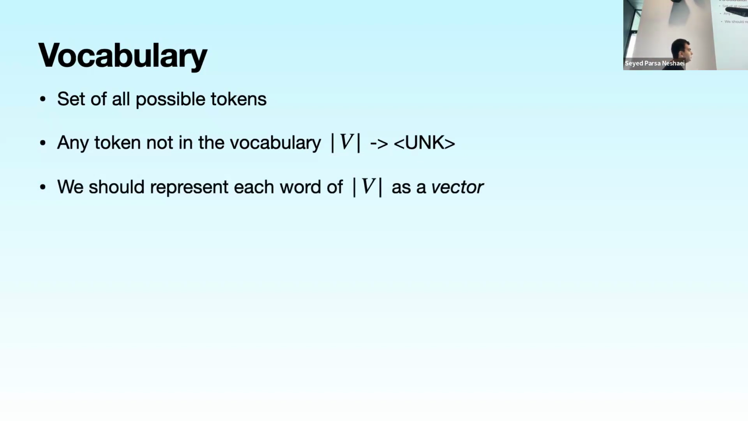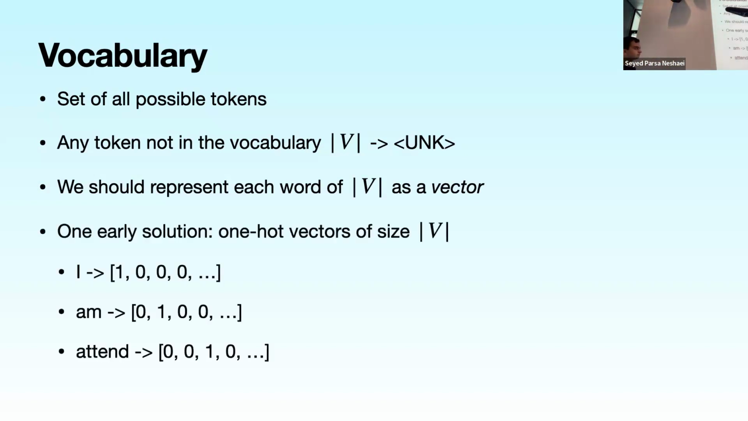And we should represent each word of this set as a vector because our deep learning models work with vectors. They don't work with Unicode words. They work with vectors or numbers. So we should somehow represent each word in the vocabulary by a vector. And then the task is solved, right? Because if all words of a document are mapped into our vocabulary and we have an equivalent vector for each word in the vocabulary, then our task is solved.